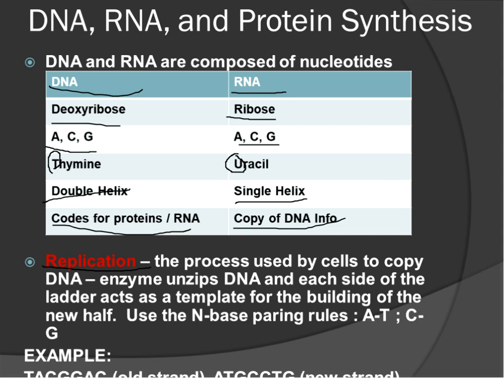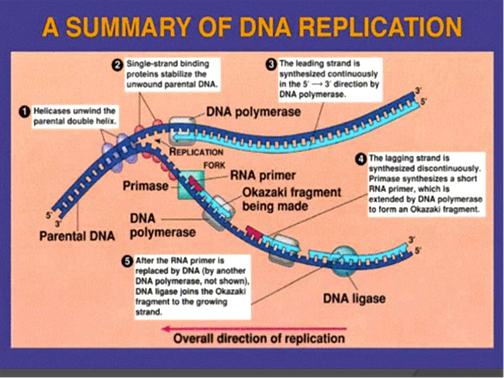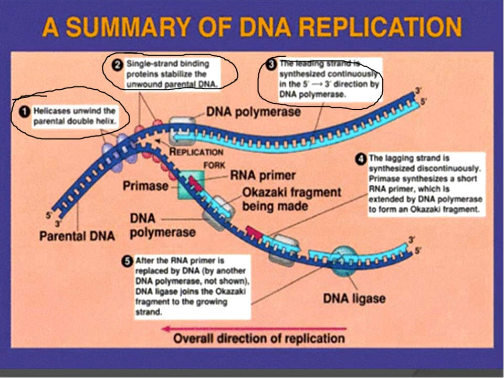And then replication, the process used by cells to copy DNA. The enzyme unzips the DNA, and each side of the ladder acts as a template for building of the new half. I will show you this in a second. But all replication means is DNA making another copy of itself. So it's very simple. I will show you here. First step, helicase unzips the DNA. We have the dark blue, think of the dark blue as DNA. Helicase is an enzyme that unzips it.